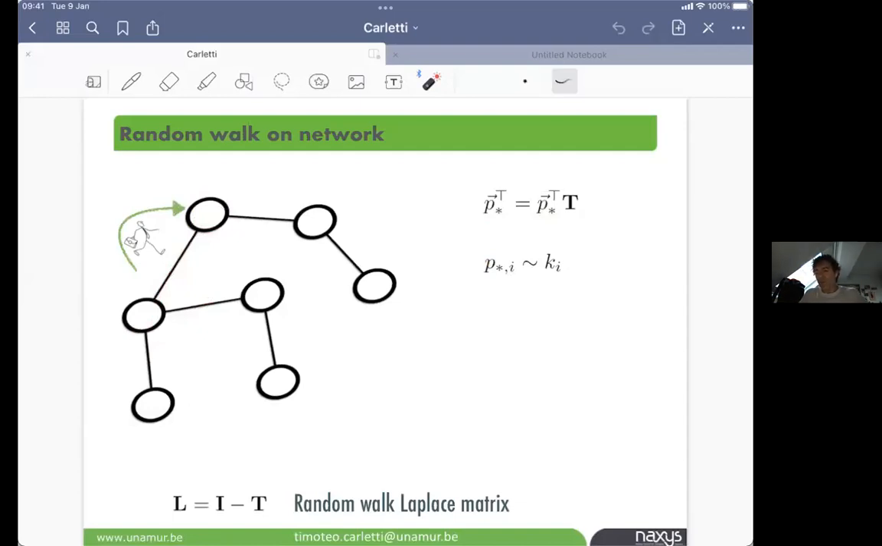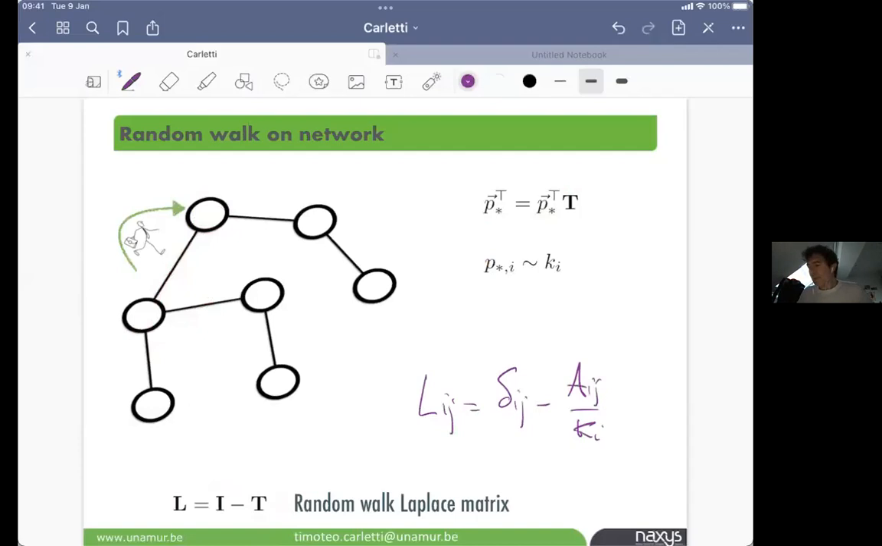Just because we will use it in the following, you have this equation, you can write P star minus P star T equal to 0. And this operator, this matrix, identity minus T, is called the random walk Laplace matrix. If I write it explicitly, this is the matrix L_ij, which is the identity minus A_ij divided by k_i. This is a similar method that we'll be using in the following.